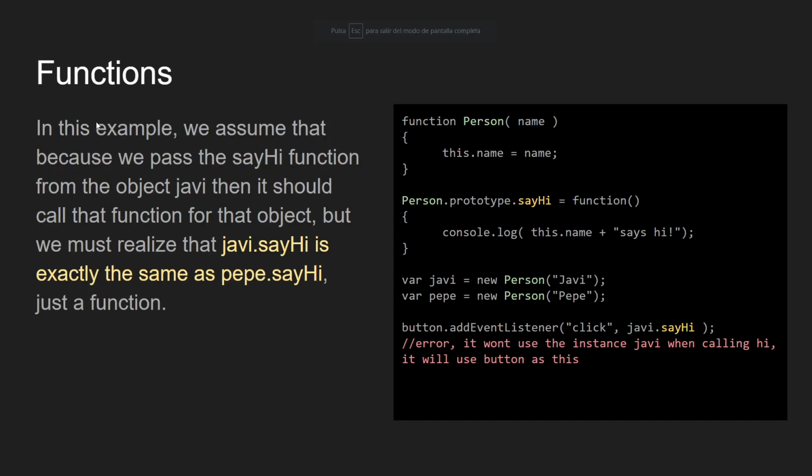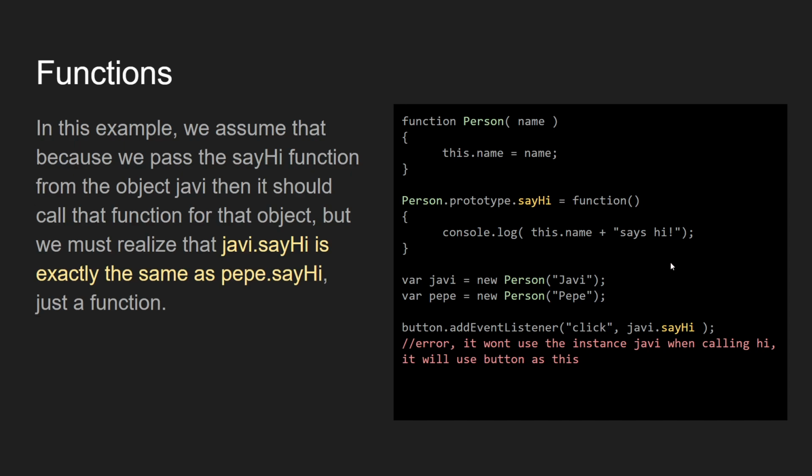Okay, this is another common error. I have this class Person, and the person says hi, and I have a person who is Javi and a person who is Pepe. When the button is clicked, I want Javi to say hi. If we execute this, you will see that it doesn't say Javi or Pepe, because the this, instead of being this class, is going to be window. Sorry, it's going to be button. And because button doesn't have any parameter called name, it's not going to show anything.